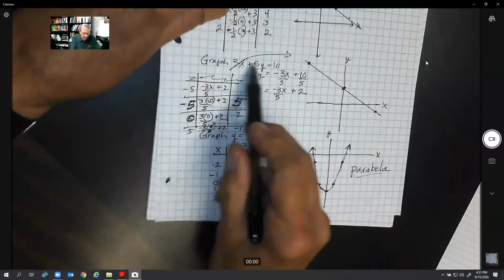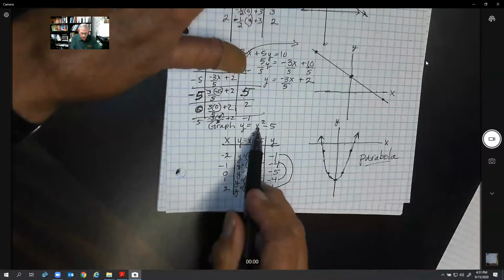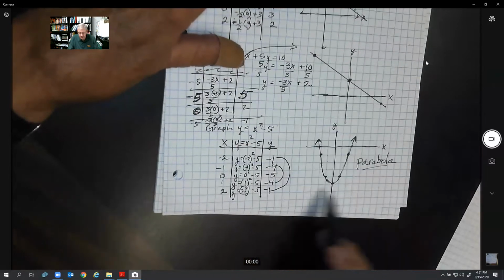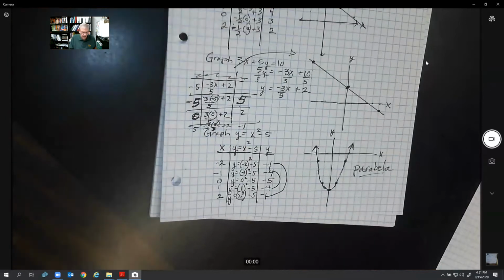But just to give you an idea: no power, straight line. You throw in a little exponent here, a 2 or a 3, then all of a sudden the graph does these kind of crazy curves.